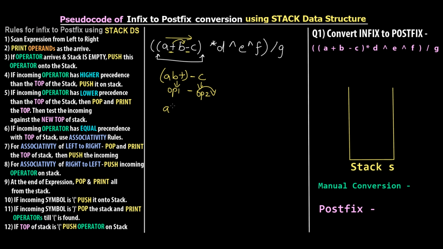So ultimately we will get AB+C- as the postfix format of this small expression. If we consider this as x1, this whole expression will look something like x1 * D^E^F, then we have a closing bracket, divide by G. Now since we have one more set of brackets, of course this expression has to be evaluated first.